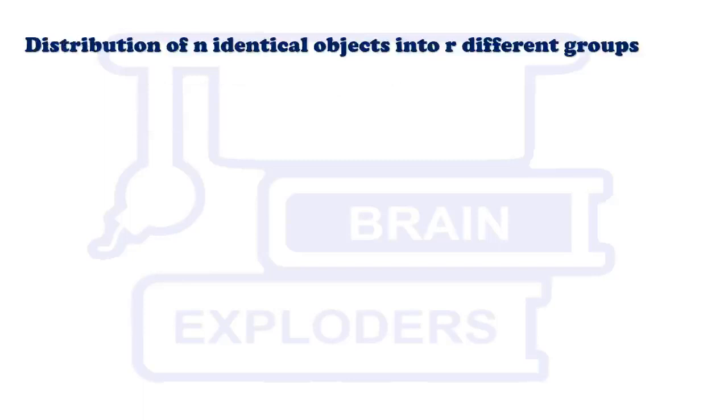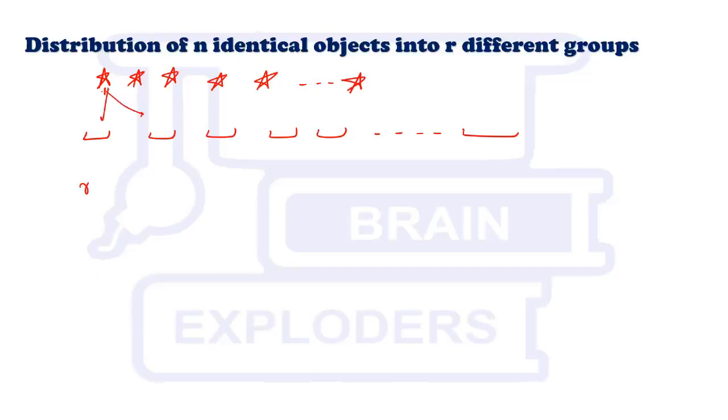Now, distribution of n identical objects into r different groups. Suppose we have n identical stars, and then we have r different groups, and we have to distribute these stars into these groups. At first it seems easy. Let us see in how many groups a star can go. It has r possibilities. It can go in the first one, the second one, then the third one, and so on.